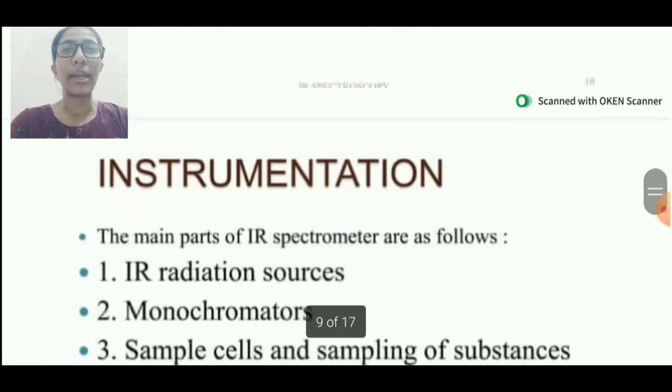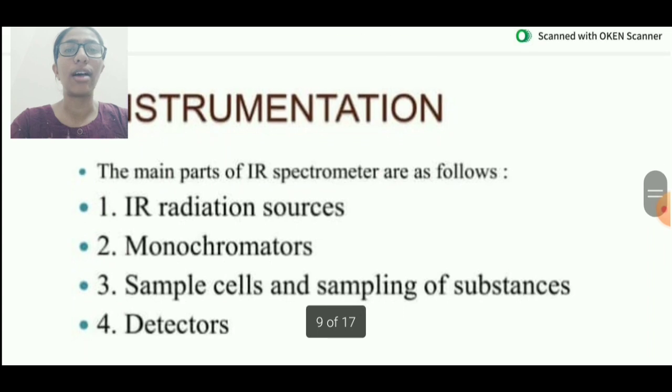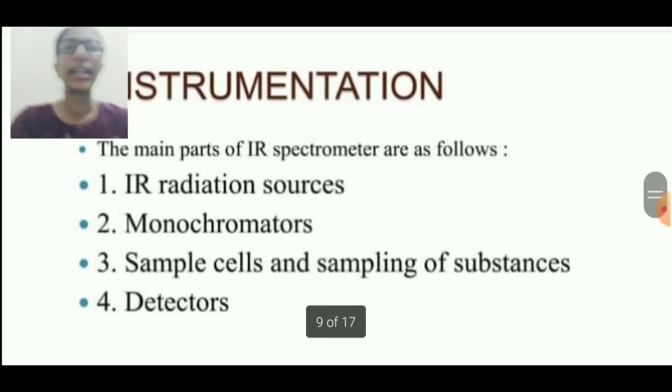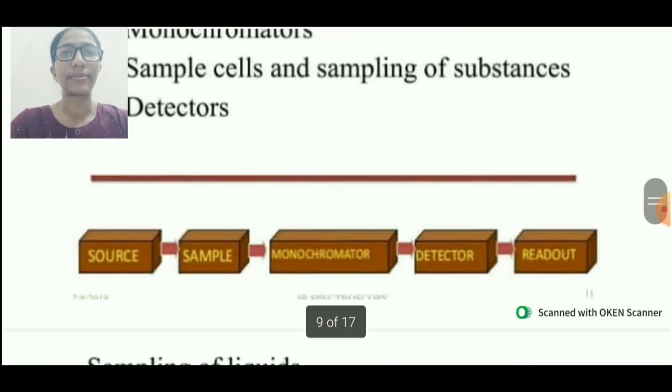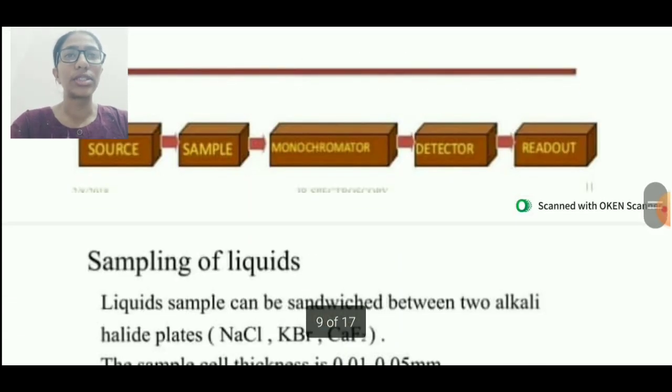Instrumentation. The main parts of an IR spectrometer are as follows. First, IR radiation sources. Second, monochromators. Third, sample cells and sampling of substances. Fourth, detectors. The source goes to the sample, then the monochromator, then the detector, and then we read out.